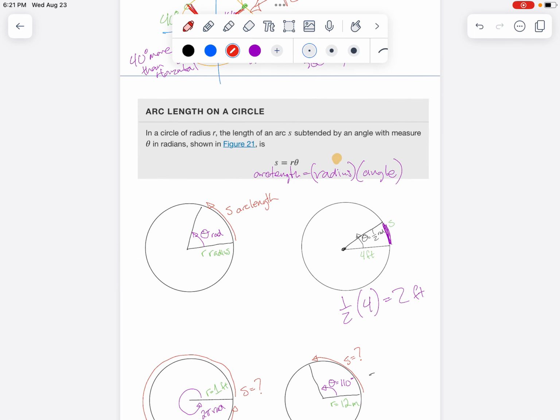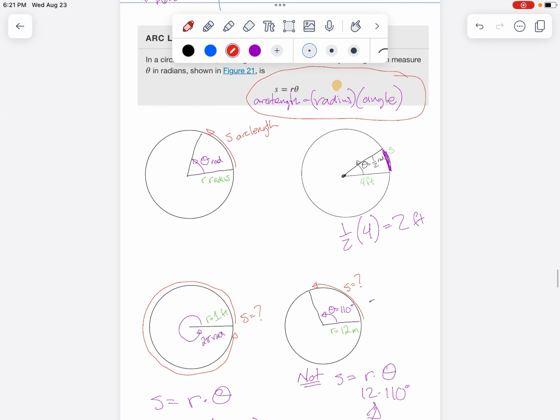Last thing I want to do is arc length and area. So there's a formula for the arc length of the length of an arc, and it's whatever the angle is in radians, so the radius of the circle times the angle in radians. And so there's that formula, S equals R times theta. And if our angle is actually given in radians, it's a straightforward half a radian, and the radius is 4, you get 2 feet.